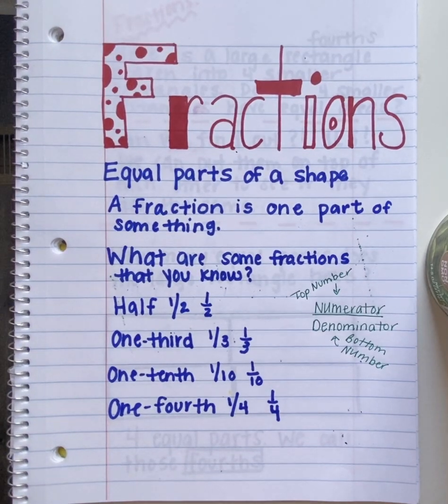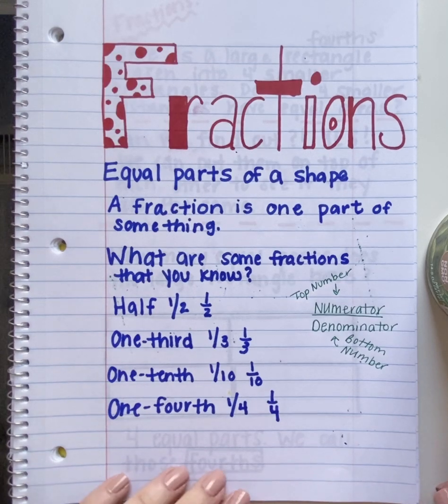So we're just learning the basics of fractions this week. Some basic things to start understanding fractions would be knowing that a fraction is an equal part of a shape. So if you have a square and you break it into equal parts, one piece or a few pieces would be a fraction. A fraction is one part of something. You might know some fractions like half, or a third, or 1/10 like GoNoodle, or 1/4, a quarter of something.